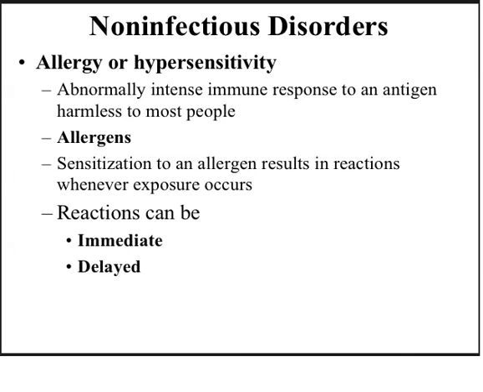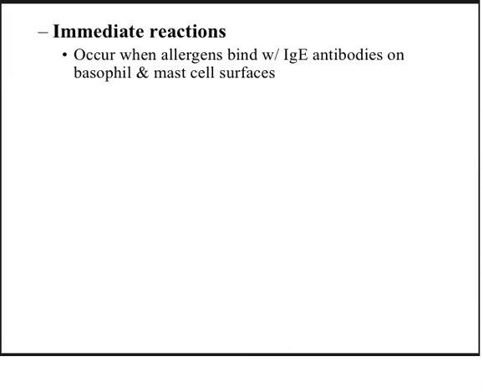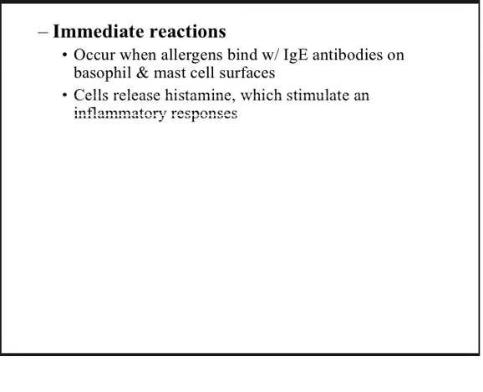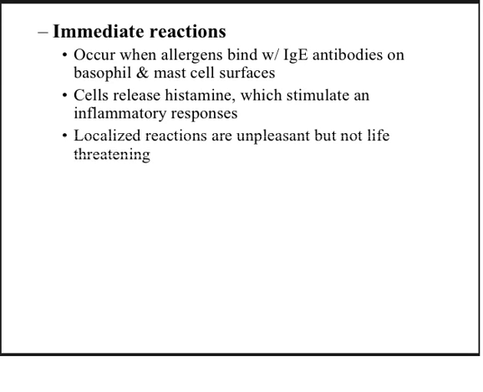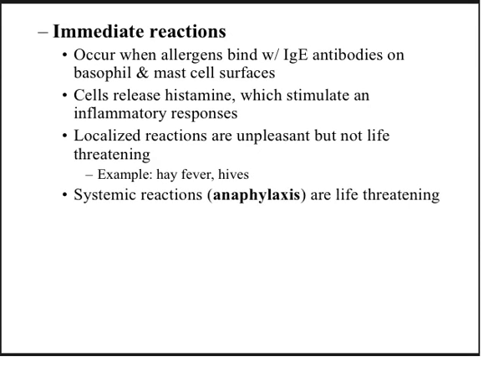The reactions can be immediate or delayed. An immediate reaction occurs when allergens bind with IgE antibodies on basophils and mast cells that cause them to release massive amounts of histamine that produces this inflammatory response that's widespread. Localized reactions are unpleasant, but they're not life-threatening. Examples include hay fever and hives.